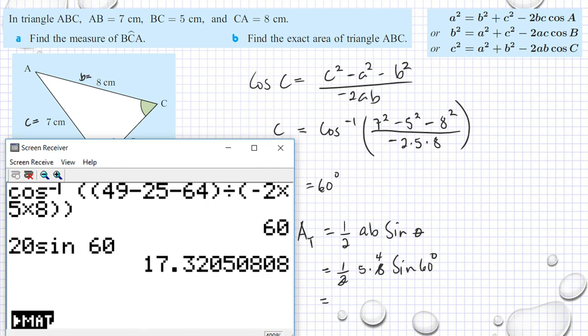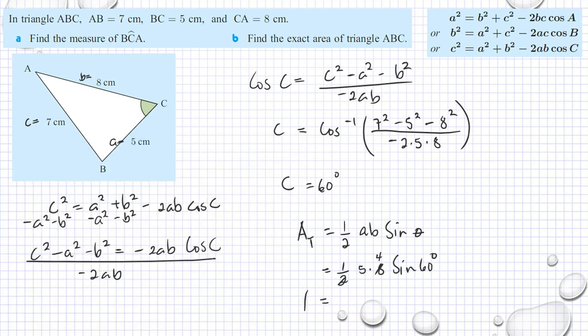The area is exact. We don't need a calculator because it is exact. Then we have 20 sine 60 degrees. Do you remember your special angles? Sine 60 degrees is square root of 3 divided by 2. So our area now is equal to 20 multiplied by square root of 3 divided by 2. Then we have 10 times the square root of 3.